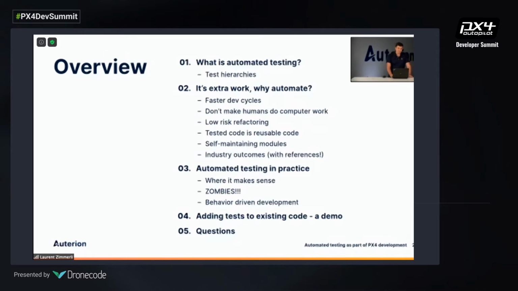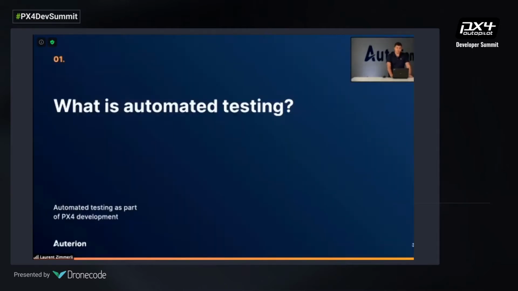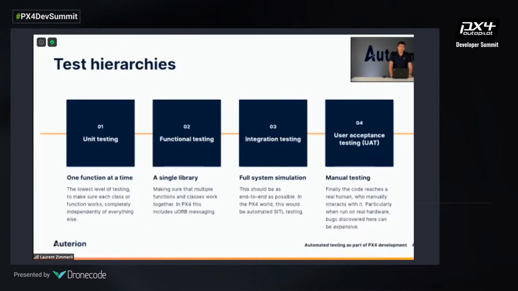So we'll start with what is automated testing. While I'm sure most people are familiar with the process of manual testing, that is, you write some code and afterwards you go and you check whether it works, there's actually a lot of different layers of automated testing that you can do to make sure that your code really works and that end users get the best code and that you have the best developer experience.